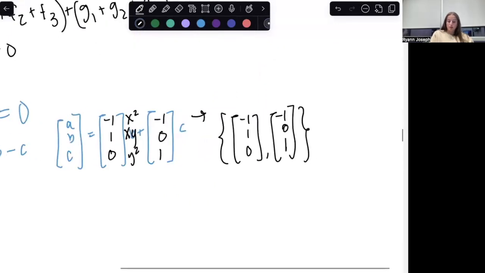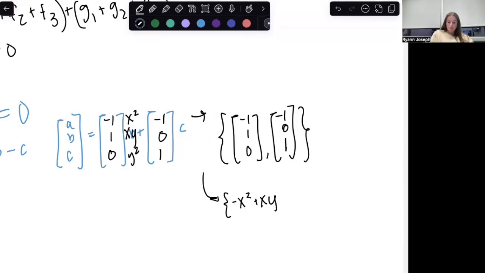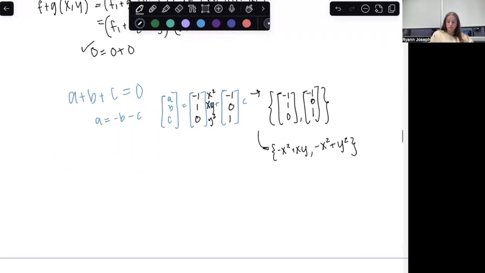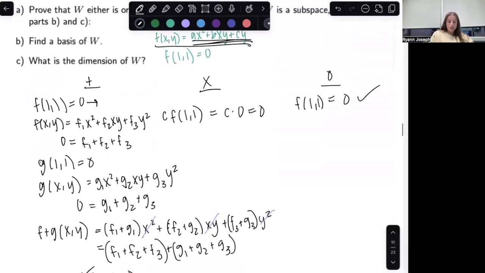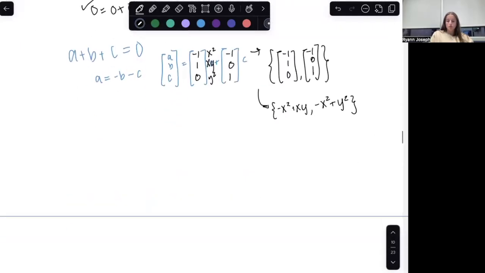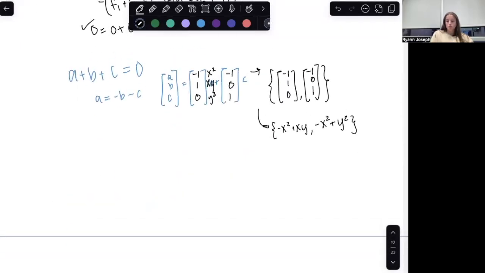So now I need to rewrite this as a basis using polynomials. We're talking about polynomial spaces. So it's going to look like negative x squared plus xy, and then negative x squared plus y squared. That's the basis that we made. And lastly, what is the dimension of W? The dimension of W is how many things are in the basis for W. So the dimension of W is 2.